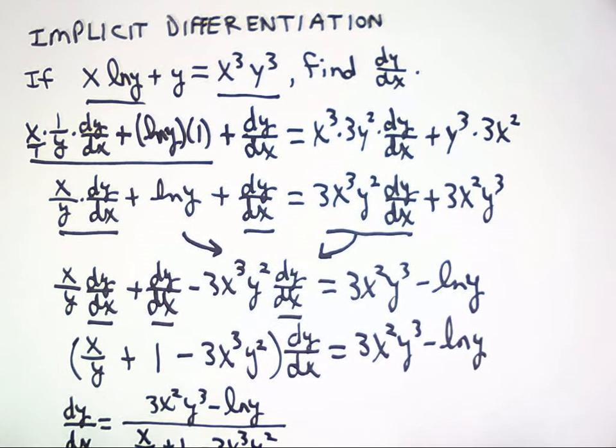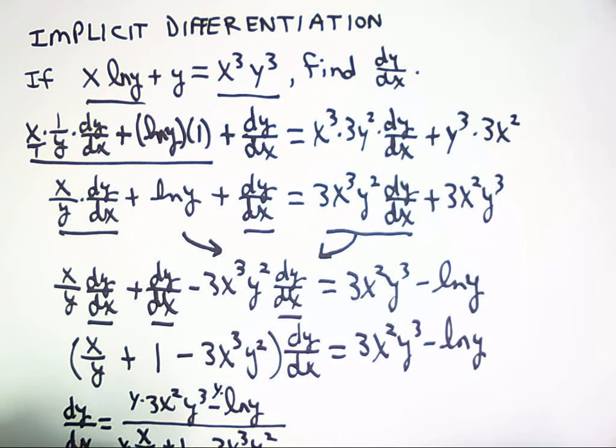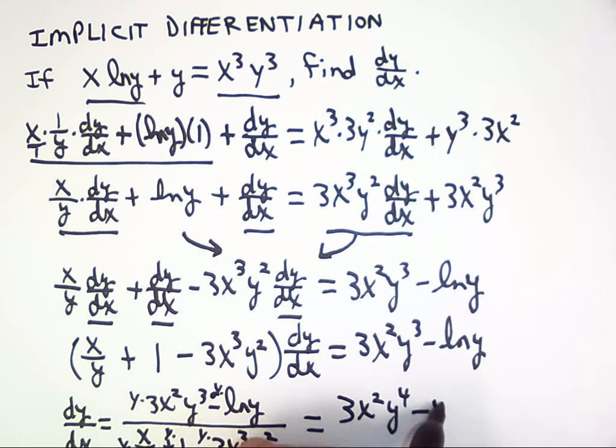Now we really don't want to leave a complex fraction, so we got a fraction within a fraction, and the easiest way to do that is just to multiply every term by y. So if we multiply this term by y, this term by y, this term by y, this term by y, and this term by y, you can see what happens. You get 3x squared, and then y times y to the third becomes y to the fourth. Then you've got the minus, and that y gets multiplied by the natural log of y.